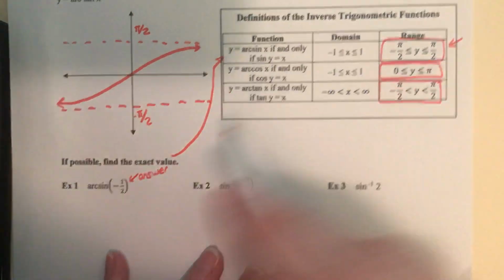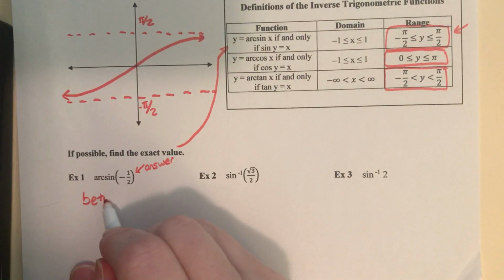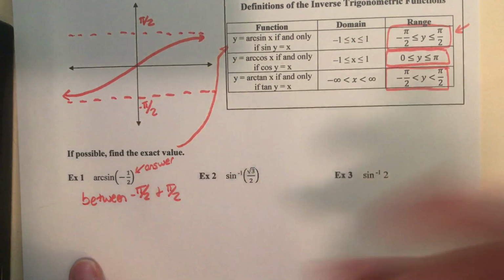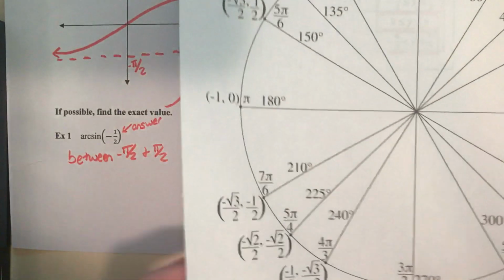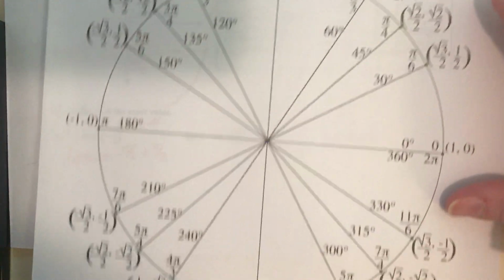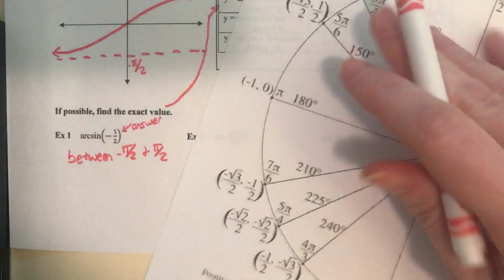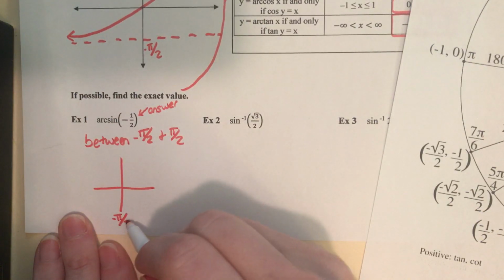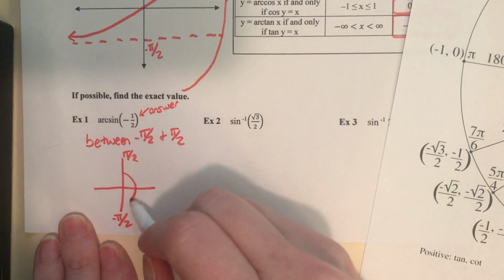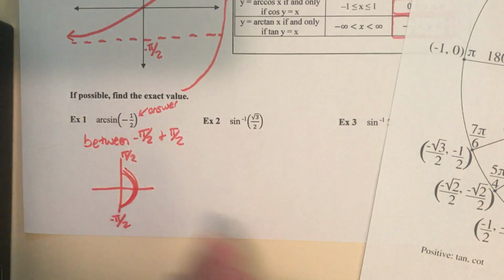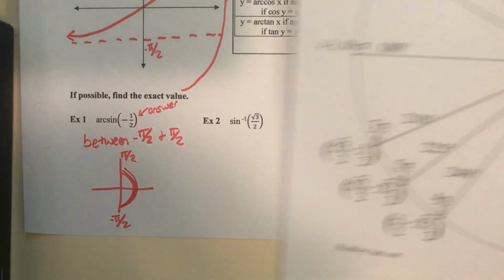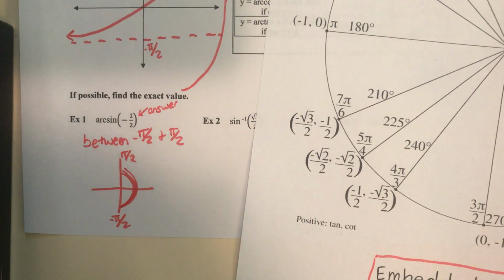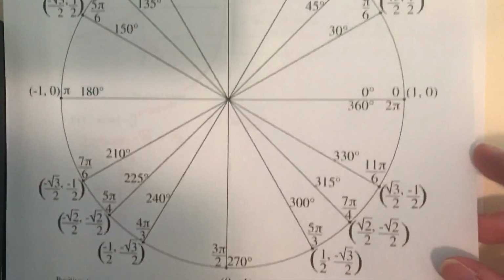So I'm looking for an answer between, and I'm going to write this down, between -pi/2 and pi/2. So I'm going to go to my unit circle. Sine, remember, is the y. So I'm just looking between -pi/2 and pi/2. So I'm going to draw a graph here too. So -pi/2 is down here at the bottom. Pi/2 is up here at the top. So my answer should be either in the first or the fourth quadrant. So I'm going to look and see in the first and fourth quadrant where I have an answer where sine is equal to -1/2.